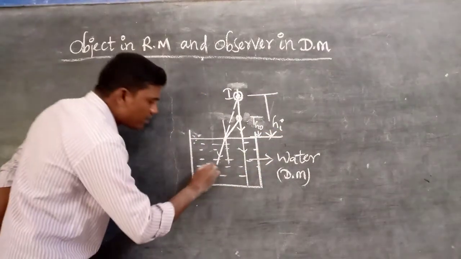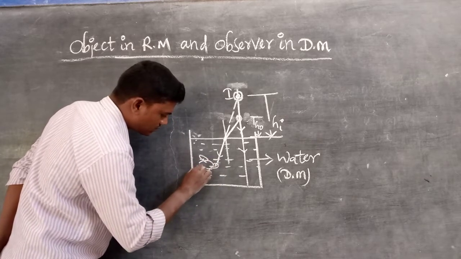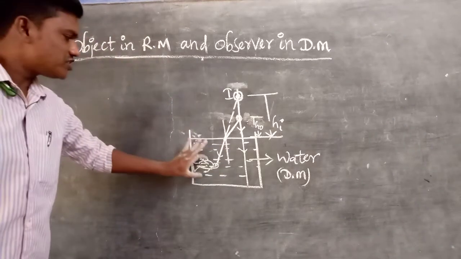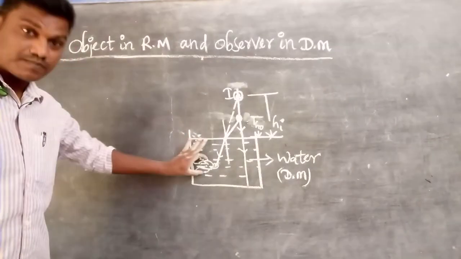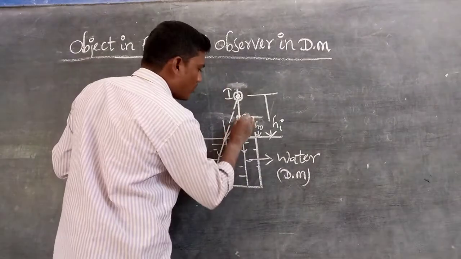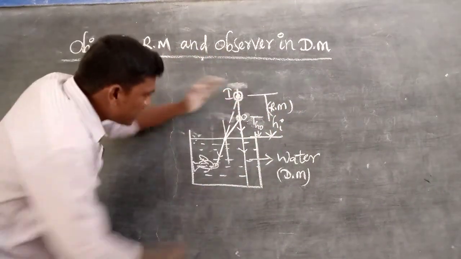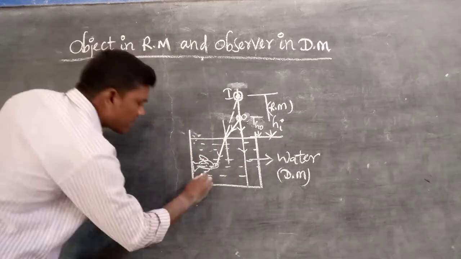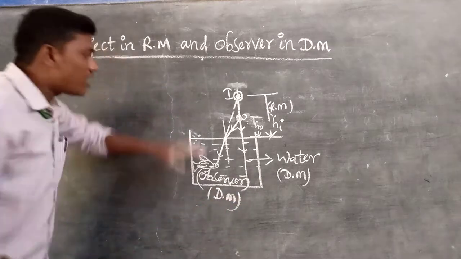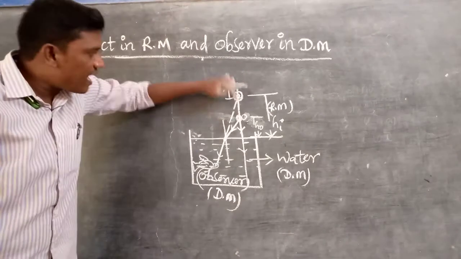So in this one, we can see a fish, as in the view of the fish. Here the fish is inside the water. The fish we can call the observer. The observer is inside the water, and where is the object? It is O, in the rarer medium. So the object is in the rarer medium and the observer is in the denser medium. During such a condition, the object appears taller than the actual.